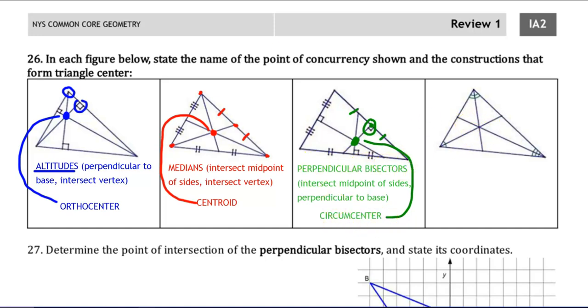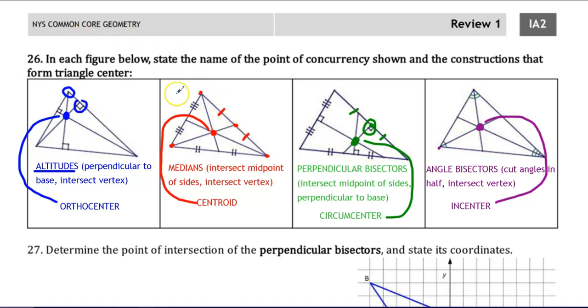Well, last but not least, you can see that there is a small difference here because they do intersect at vertices, right? They intersect the vertex of each of the sides. They don't necessarily meet at a midpoint, but what they do is cut the angles in half. So all of these lines are called angle bisectors, and that special name for the point at which all the angle bisectors meet, well, that word is incenter, right? The incenter is where all the angle bisectors meet.